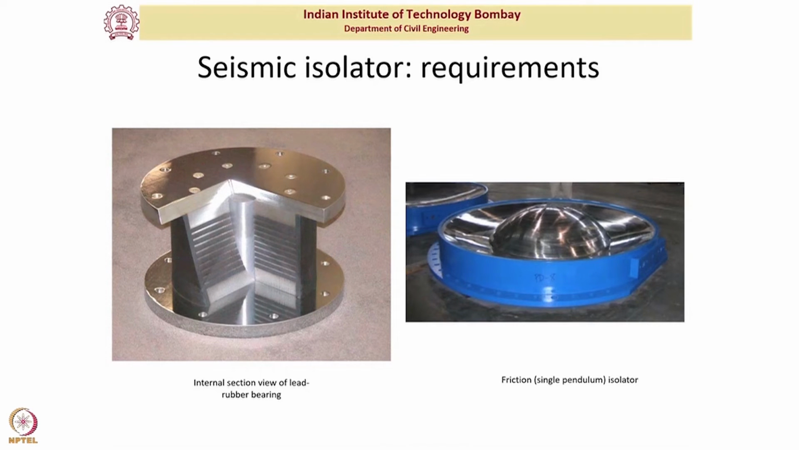Now, what you see here is multiple layers of rubber, constrained by steel shims in between. And then there are bearing plates, and this is the internal bearing plate.